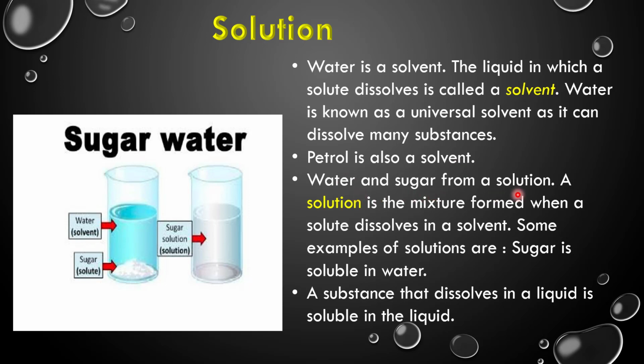Water and sugar form a solution. A solution is the mixture formed when a solute is dissolved in a solvent. Some examples of solution are: sugar is soluble in water. A substance that dissolves in a liquid is soluble in the liquid. As we can see in this image, sugar is a solute which gets dissolved in water, which is a solvent, and water and sugar together form a solution of sugar water.